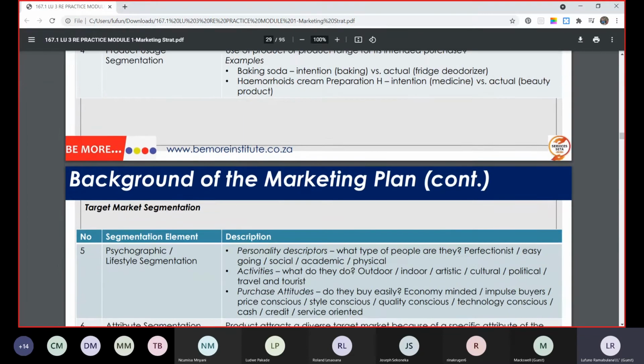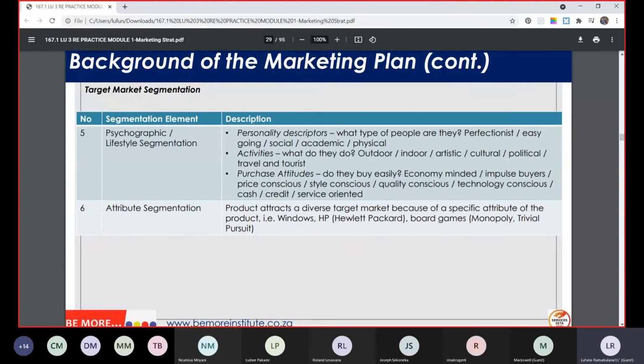So some of the things here: your target market segment will look at what we call psychographic or lifestyle segments, your personality descriptors. What type of people are they: perfectionists, easygoing, social, academic, or physical? The activities: what do they do? Are they outdoor? Are they indoor? Artistic, cultural, political? This will define some of the things. If it's property, if it's an estate, what type of amenities are available in that particular area? It speaks to some of these things.